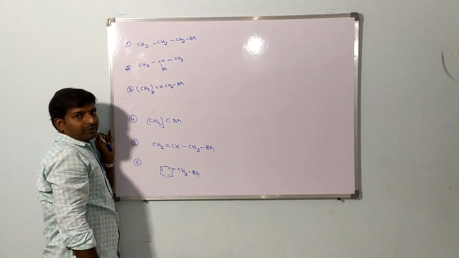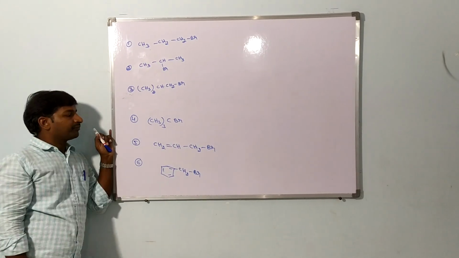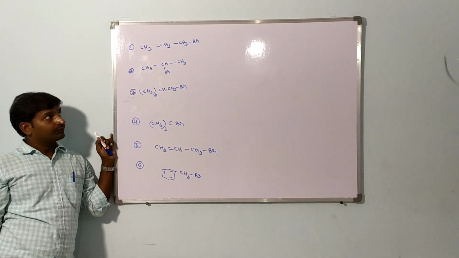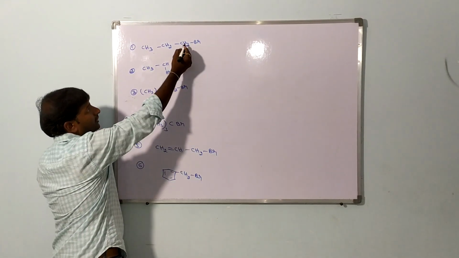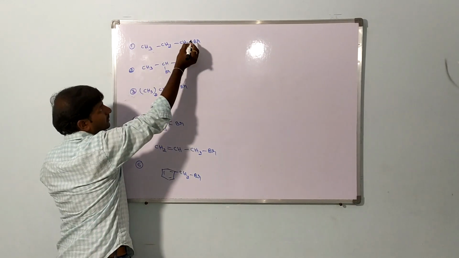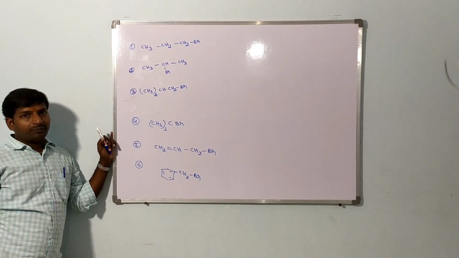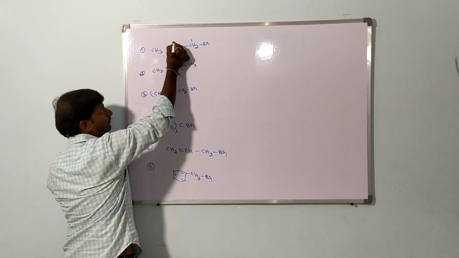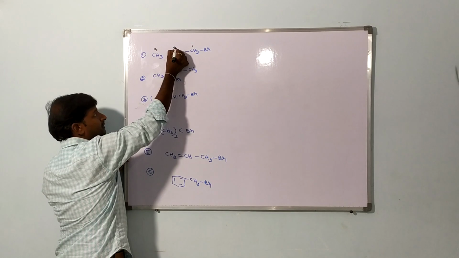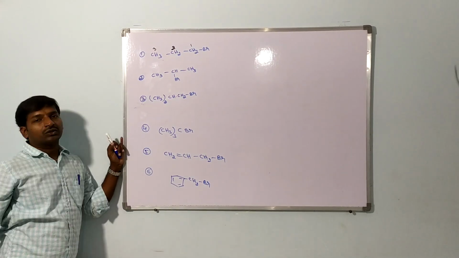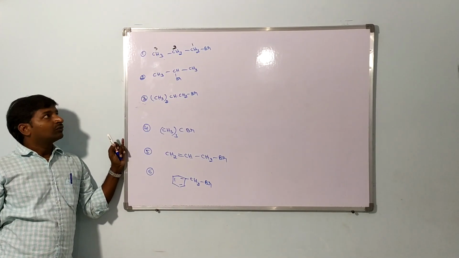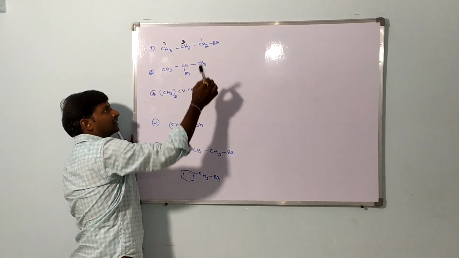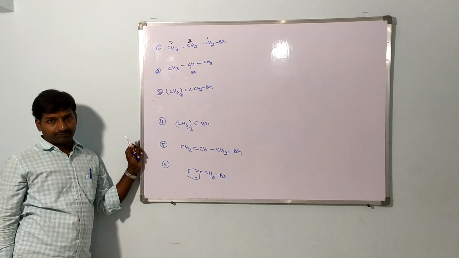Let me see the IUPAC name and common name of haloalkanes. So now let me see the first one. If you want to write the IUPAC name, we have to give the numbering to the main chain.